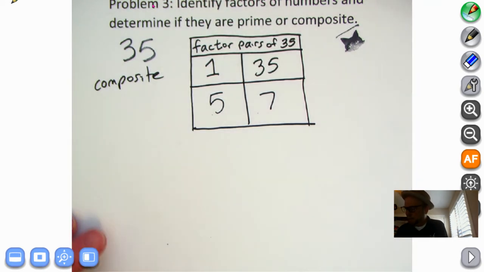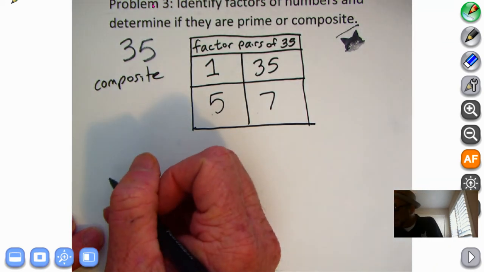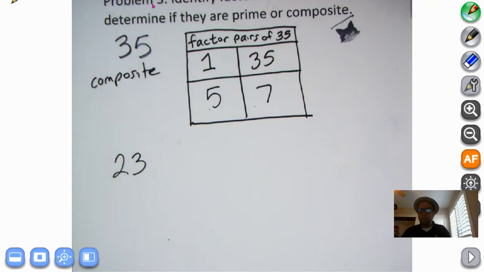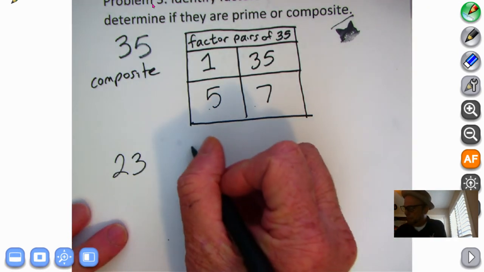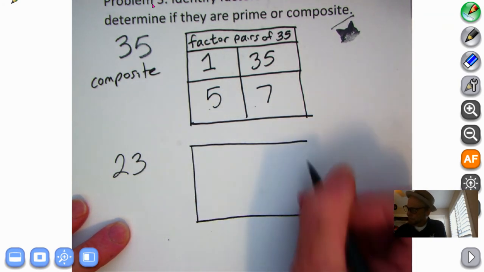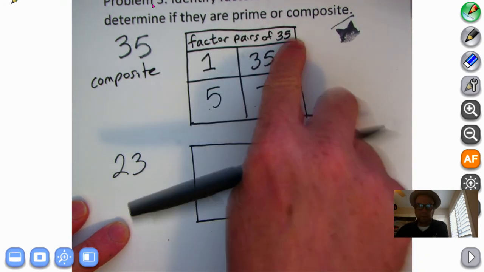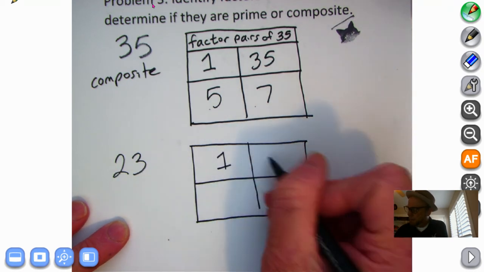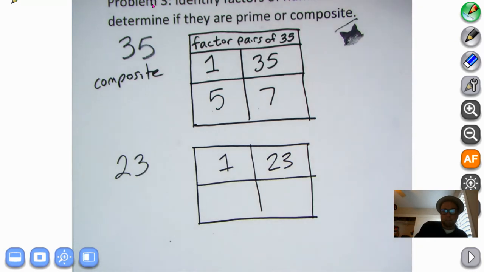Let's take a look at another number, and this number is going to be 23. So we're looking at 23. What can we multiply to get to 23? Well, I know we have 23 times 1. I'm going to go ahead and make this box again, and you can do it with me as well. I'm not going to put the factor pairs of 23 up there. We'll just do 1 times 23. Now, if that's all that we could multiply to reach 23 as a product, remember multiplication answer is a product, then this would be a prime number.